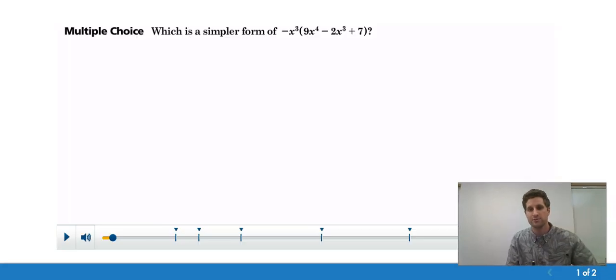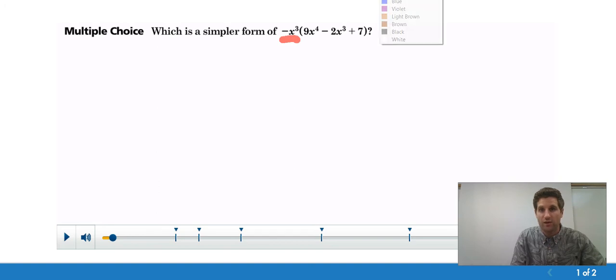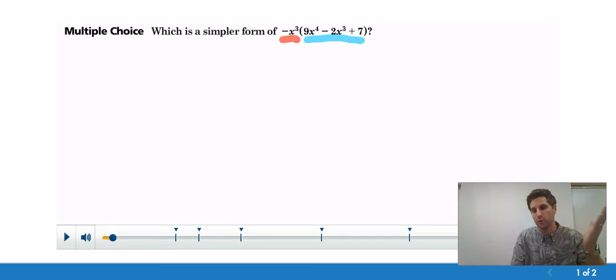Okay, so here's our first example. Write this down. It says multiple choice. We'll pull the multiple choice up later. But we have a monomial, so this is a single term we're looking at. And then it's multiplying a trinomial, 3-term. This has a degree of 3, or cubic, and this has a degree of 4, which is 4th degree. We just call it that.